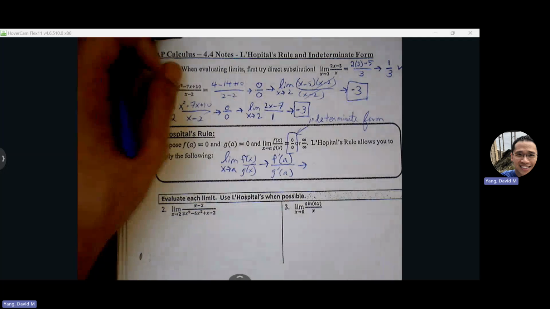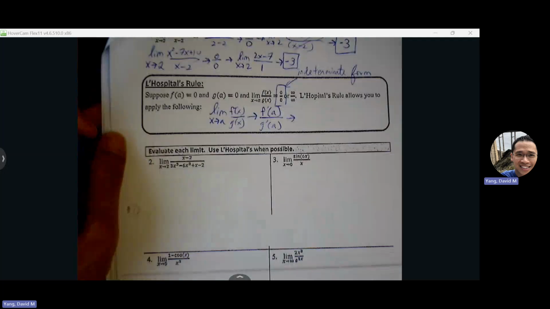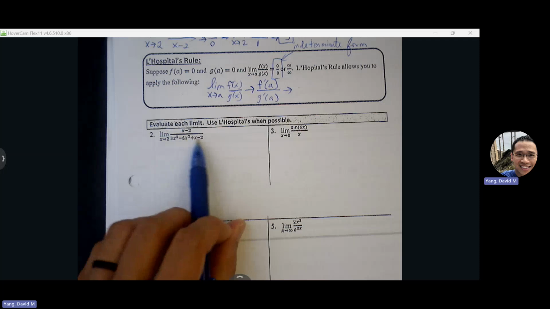Okay, so let's see if we can try a few examples here. This is example 2. Limit as x approaches 2 of x minus 2 over 3x cubed minus 6x squared plus x minus 2.